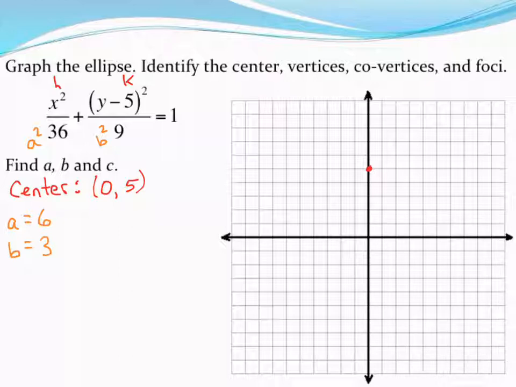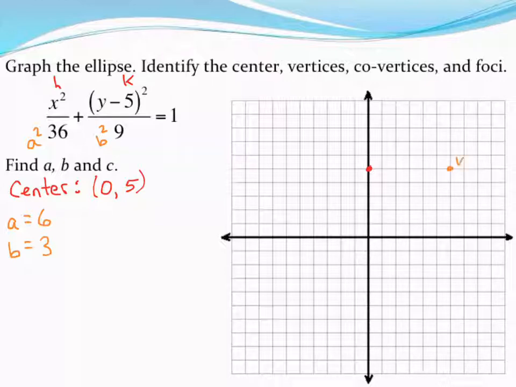So the way I'm going to use those then is, since the 36, the a value, is underneath x, that tells me that my ellipse is going to be stretched more in the x, or the horizontal direction. So from where we left off, from the center, let's count 6 spaces to the left and right. So 1, 2, 3, 4, 5, 6 would be right there.